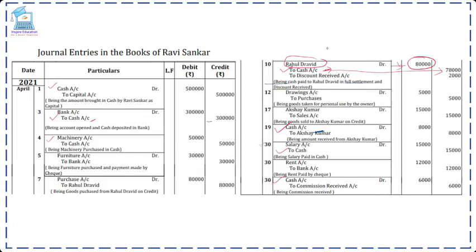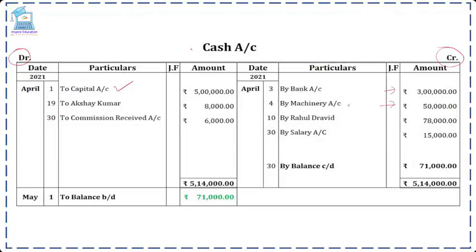What does this Rahul Dravid amount mean? This Rahul Dravid is actually in two parts: 78,000 for the cash element and the discount receipt portion of 2,000. So together we have written 80,000. For cash, only 78,000, right? So for Rahul Dravid we have written 78,000.